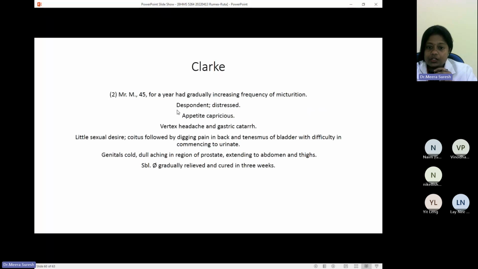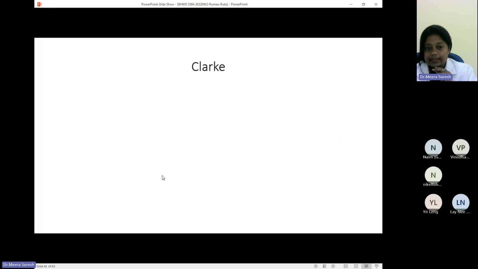A person of 45 years with increased frequency of micturition, despondent, distressed, appetite capricious, little sexual desire, coitus followed by digging pain in the back, and also tenuousness. Genitals were cold, with dull aching pain in the prostate. Sabal serrulata gradually relieved and cured him in 3 weeks.